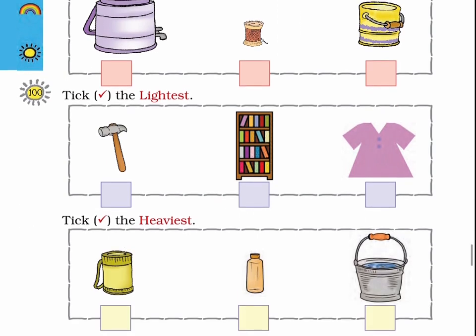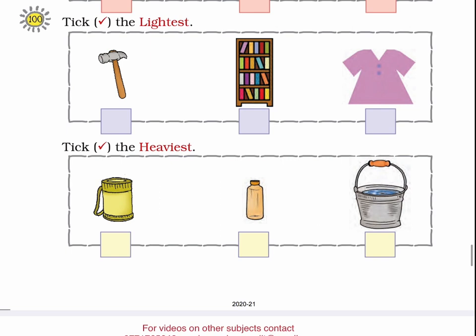Part 4 question. Tick and identify the heaviest. Part 4 picture shows a thermos, a water bottle, and a bucket full of water. You have to tell which one is the heaviest.